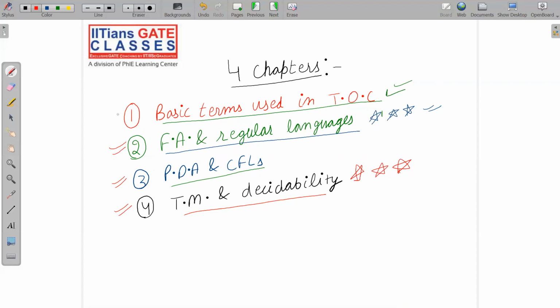Okay, so for the first chapter, the basic terms used in TOC, you will see very few questions from this topic, but we have to study it because it is the basic fundamental of this subject. If you are comfortable with all the terms which we use frequently in TOC, then most of the things will become easier for you. Otherwise this subject will be very tough if you do not understand this topic pretty well. So let's start this first chapter, that is, basic terms used in TOC.